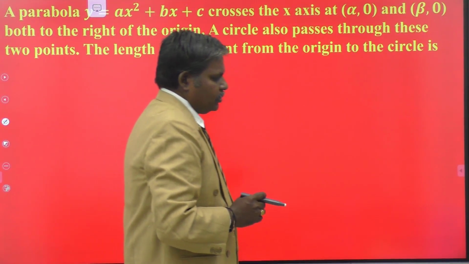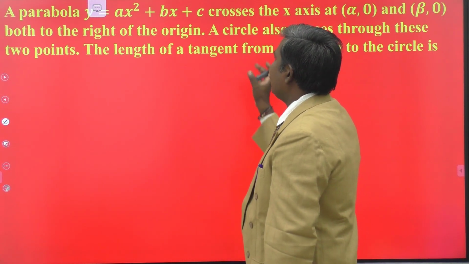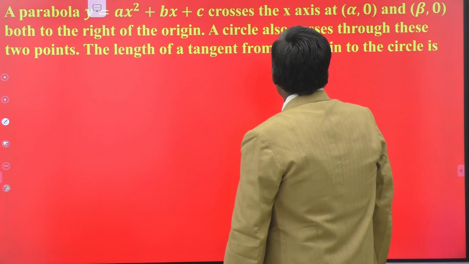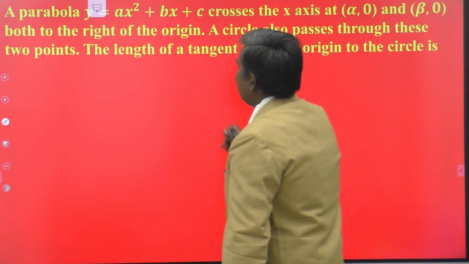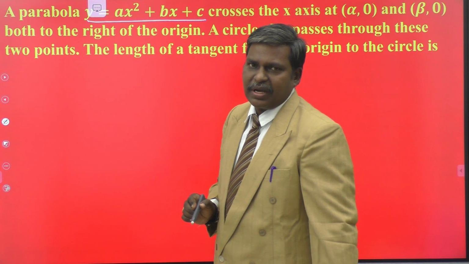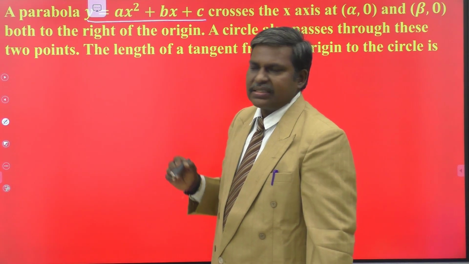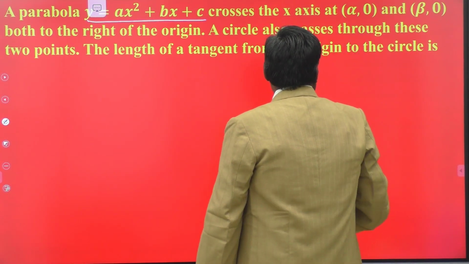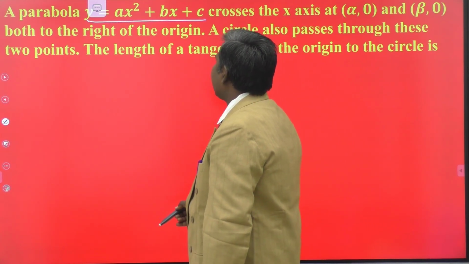See the another question. This is also very simple for you. A parabola y is equal to ax square plus bx plus c crosses the x-axis at alpha comma 0, beta comma 0. This is the parabola y is equal to ax square plus bx plus c. My dears, is its axis parallel to the y-axis or not? Yes, its axis is parallel to the y-axis. And that parabola crosses the x-axis at alpha comma 0, beta comma 0, both to the right of the origin.